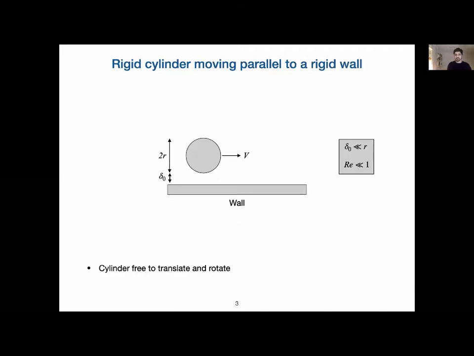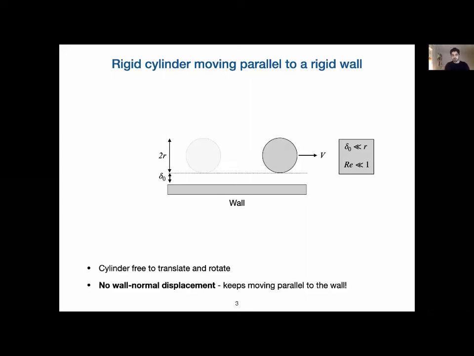So the simplest case, a canonical case, is a rigid cylinder that is moving parallel to a rigid wall. This is the simplest possible configuration we can think of. Now, even if the cylinder is free to rotate or translate in any direction, there will be no wall normal displacement. So the cylinder will keep moving parallel to the wall if the gap between the cylinder and the wall is much smaller than the radius of the cylinder, as well as if the Reynolds number is very small. So there is no displacement away from the wall.